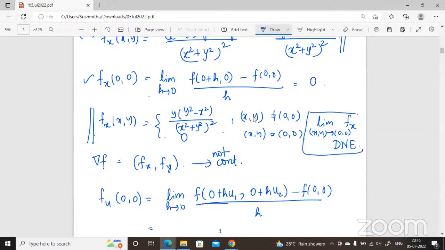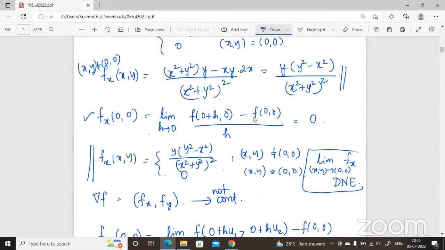Madam, one fundamental question here. When you are computing fx at 0, when the partial differentiation is done on the x, we are adding h to the x term and not the y term, correct? It's because we are differentiating on the x. That's the definition.